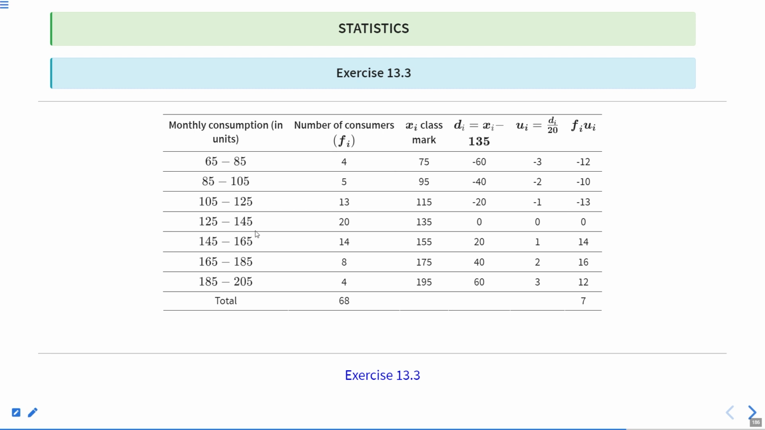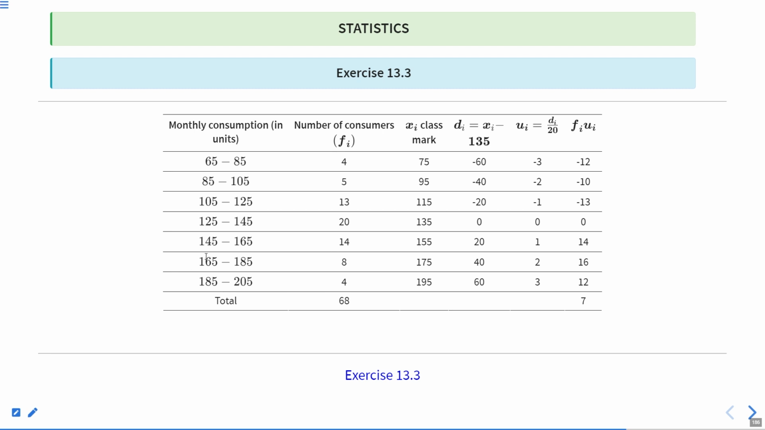Now for this class xi is 155, di is xi minus 135, that is 155 minus 135, which is equal to 20. And ui is equal to di divided by 20, so ui is 20 by 20, that is equal to 1. Then fi ui is the product of fi and ui, where ui is 1 and fi is 14, so fi ui is equal to 14.